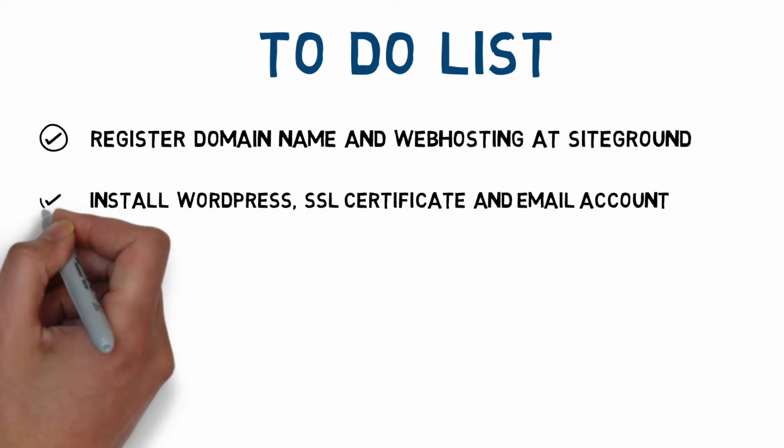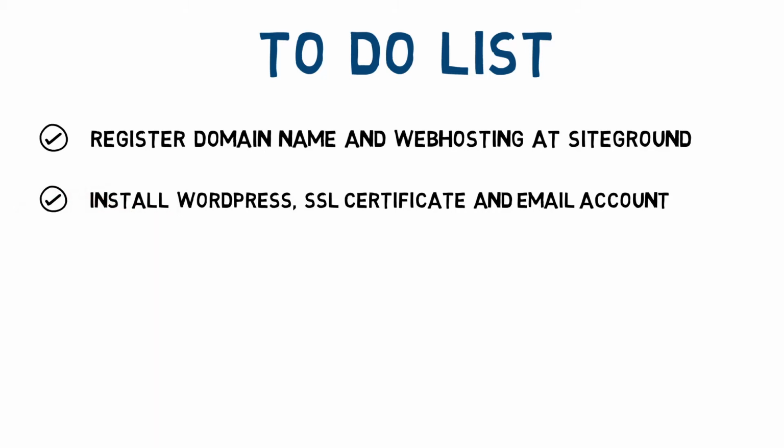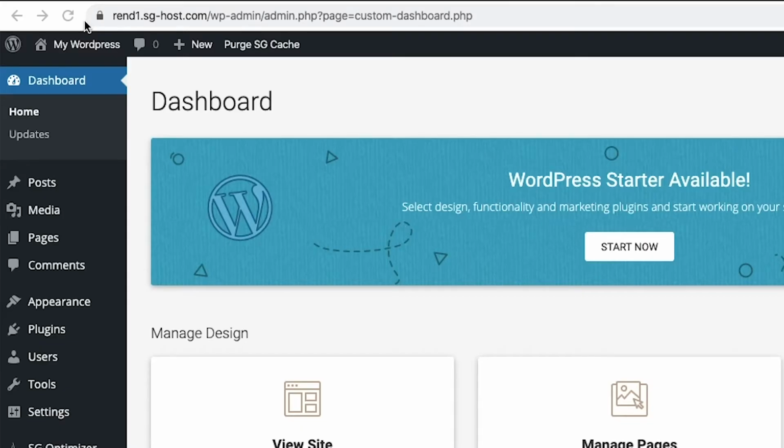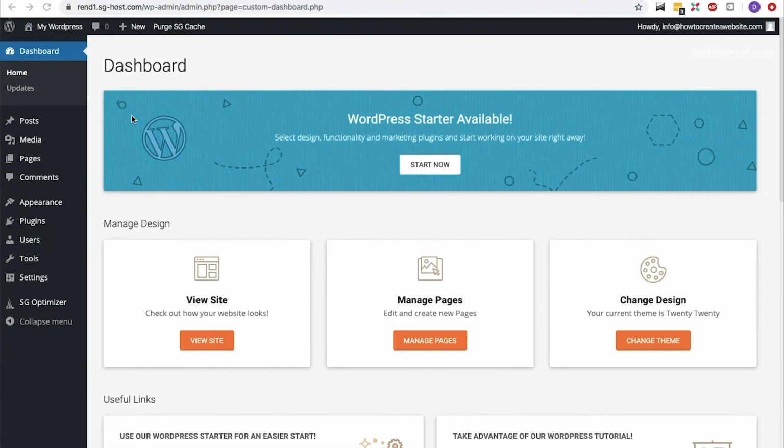Well done! Now you've created an email account, installed WordPress and SSL. Let's check if our website is secured by going back to the dashboard. And as you can see, it has a padlock icon in the browser tab. So your site is now secured.